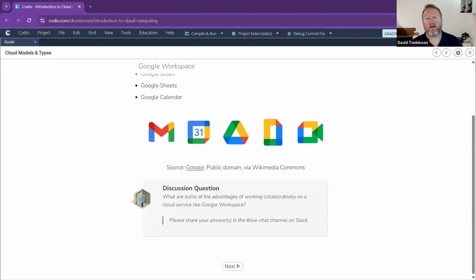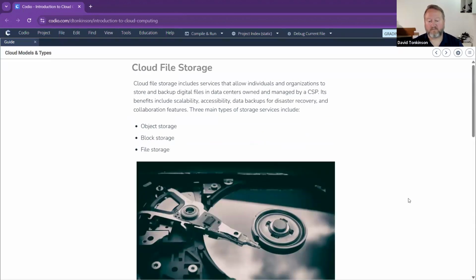You can work from anywhere. Yes, I can be sat on a boat in the South China Sea with an internet connection, typing some email or working on my Google Cloud stuff. So we can see the advantages are there for collaboration, aren't they?